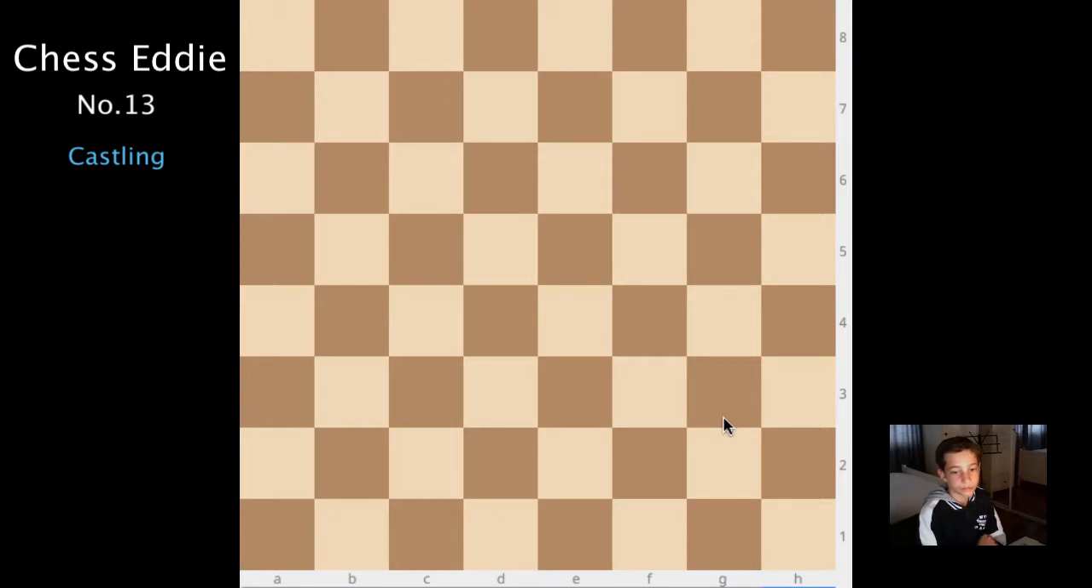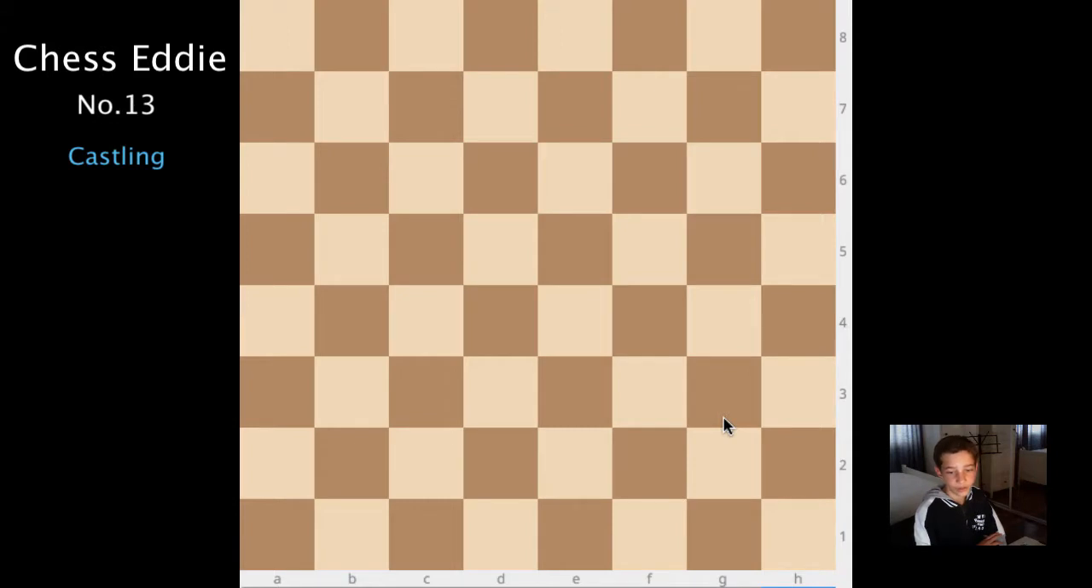There are three important rules about castling. Your king and rook must both be on their starting squares, and they must not move during the game. So you can't move them if you want to castle. You can't castle while you're in check, and you also can't castle if your king is blocked by a check. I will explain that later.